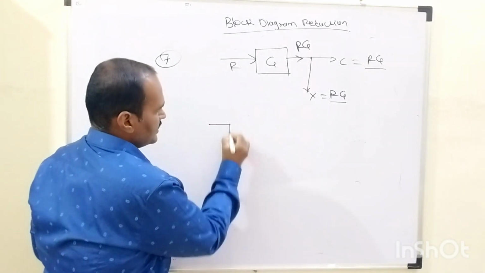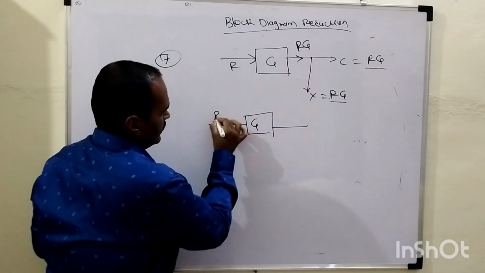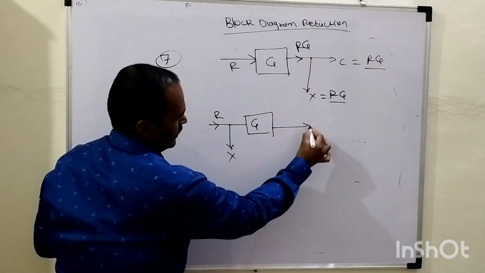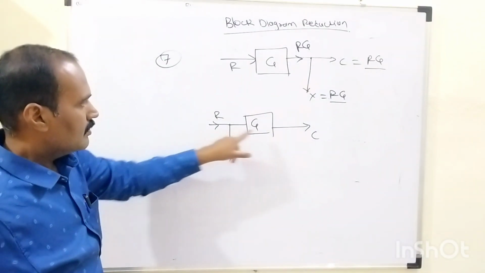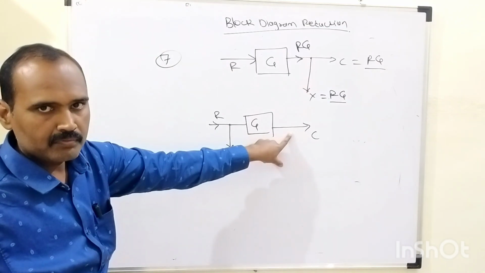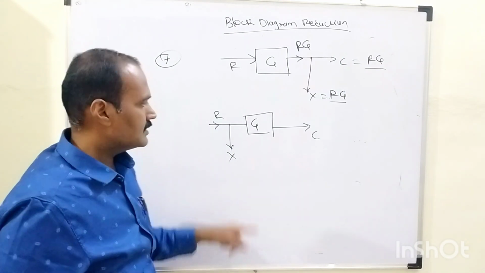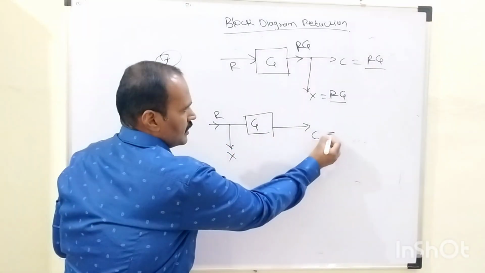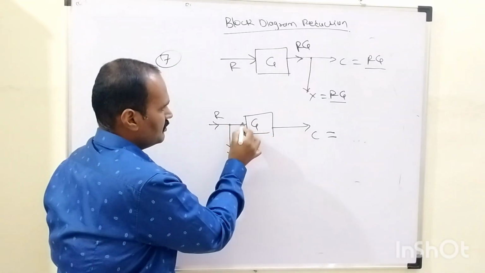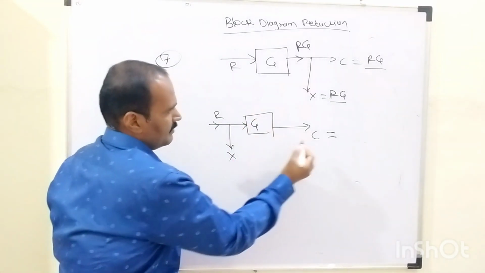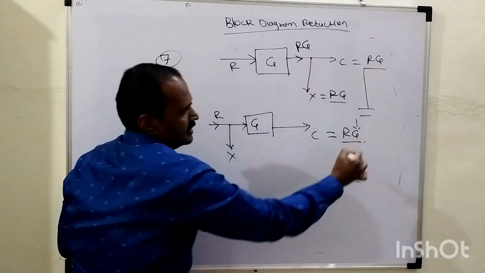So when I shift this takeoff point before this block, in this scenario this is R, this is X, and this is C. So let us see here. First of all we need to determine C. What will be the overall output statement? What we want is C equals R into G. So let us check whether we are getting C equals R into G. Here C is the output of this block. What input is being given to that block? R, right? So input multiplied by gain, obviously C equals R into G. These two statements match.